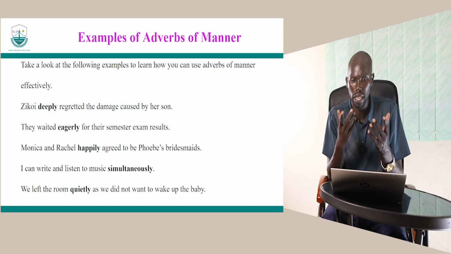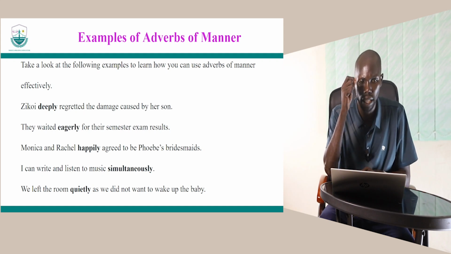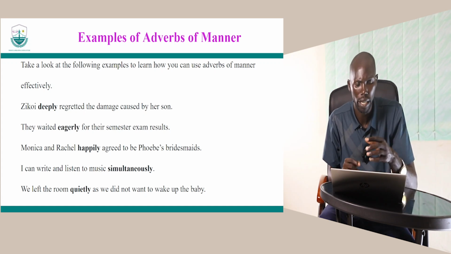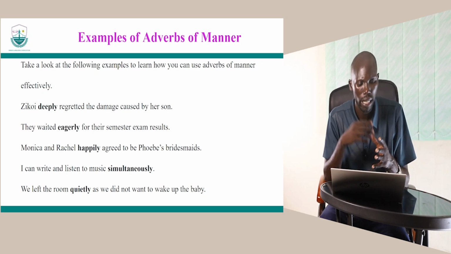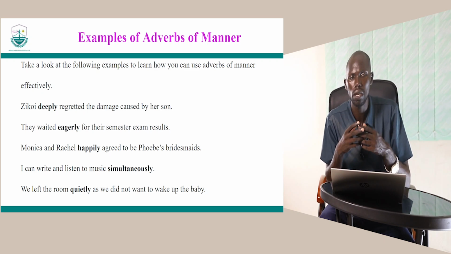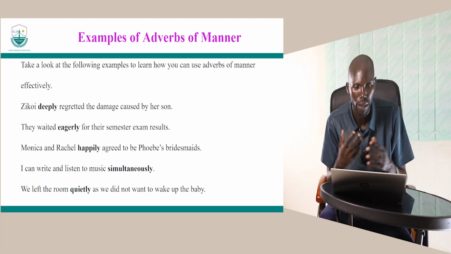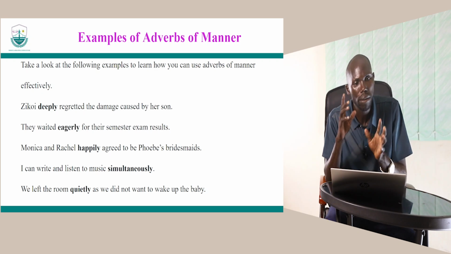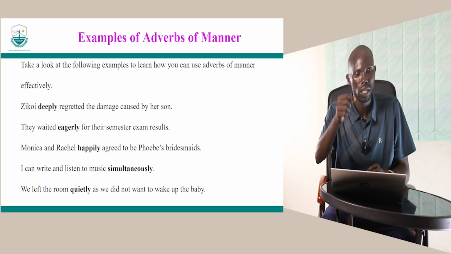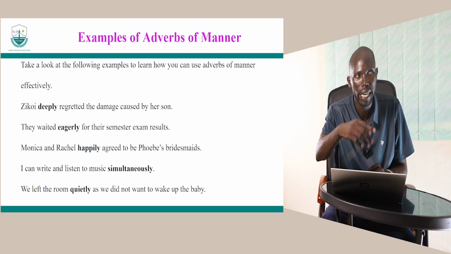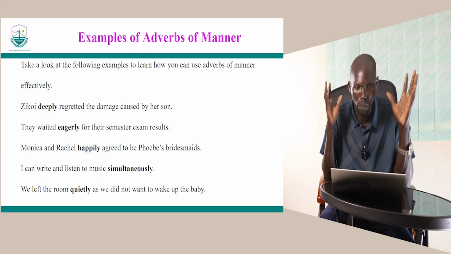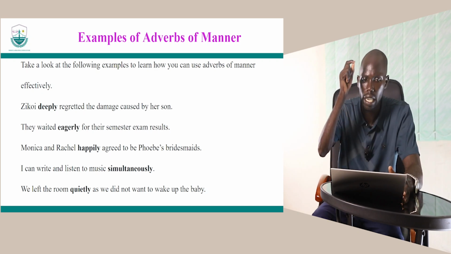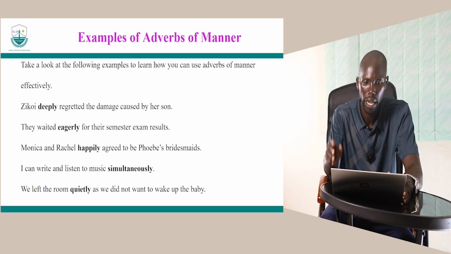Given a sentence, for example, when one says, Zikoi deeply regretted the damage caused by her son. The word Zikoi is our subject. What follows it is, because we are saying it focuses on the action, how the subject performs some action. So in this case, Zikoi performs something. How she does, or how she regrets, is said to be deeply. So the word deeply is an adverb of manner that describes how the subject performs something, or how the subject does something. She regrets deeply the damage caused by her son.